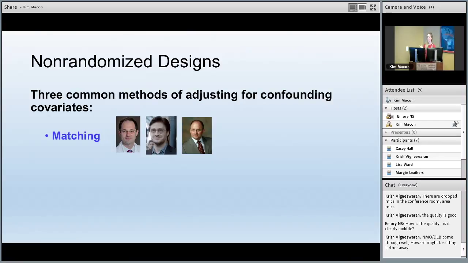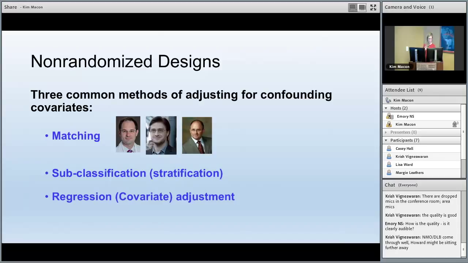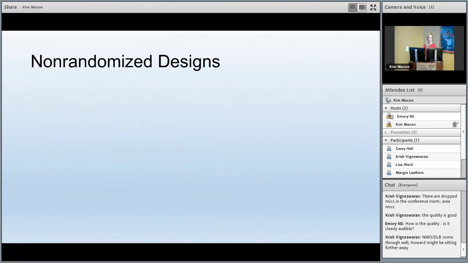So you can find patients that are similar and compare them. You can do a subclass stratification, which means that you identify subsets of patients and you perform the analysis in that subset. Or you do regression or covariate adjustment, which is typically the most common.